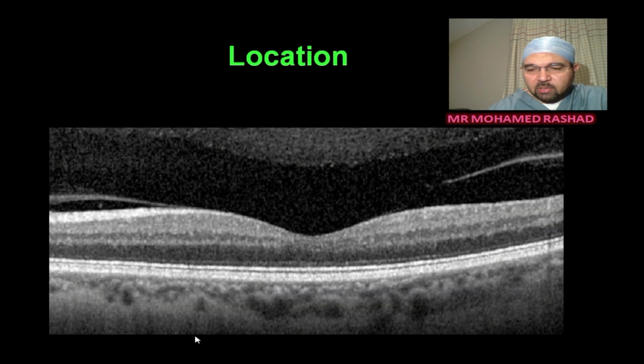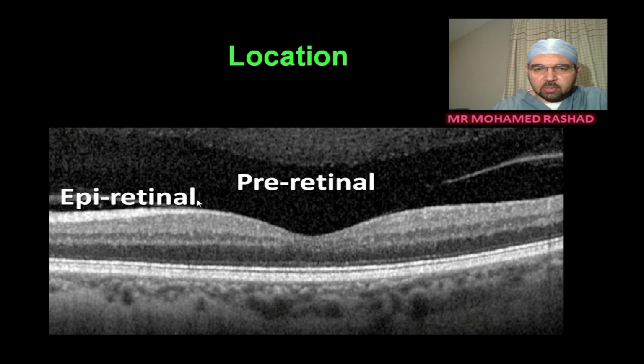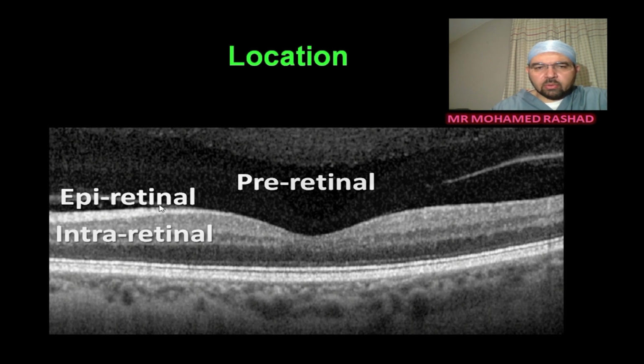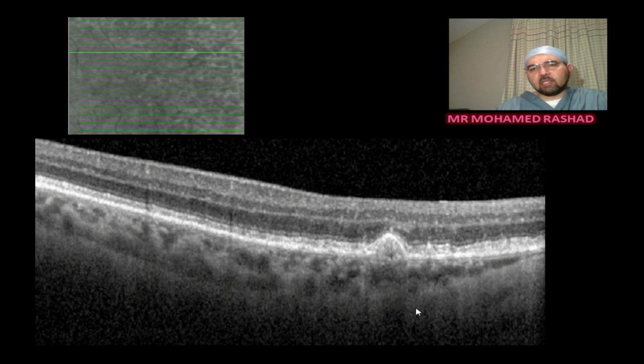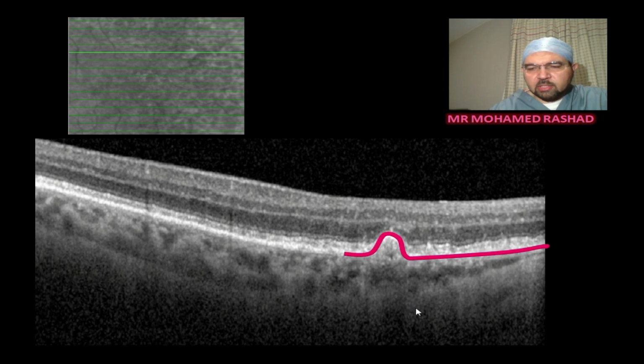For the reflectivity, you have to identify where the hyper or hyporeflective structure is, so the location is important. Either it is preretinal, or epiretinal, which is on the surface of the retina, or intraretinal, or subretinal, which is under the third band that we identify on the OCT, or sub-RPE, which is under the RPE. This is a nice case that shows the difference between subretinal and sub-RPE. It is a case of drusen and reticular pseudodrusen. This is the line of the RPE here. You can find that the drusen is under the RPE and the pseudodrusen is above the RPE layer.